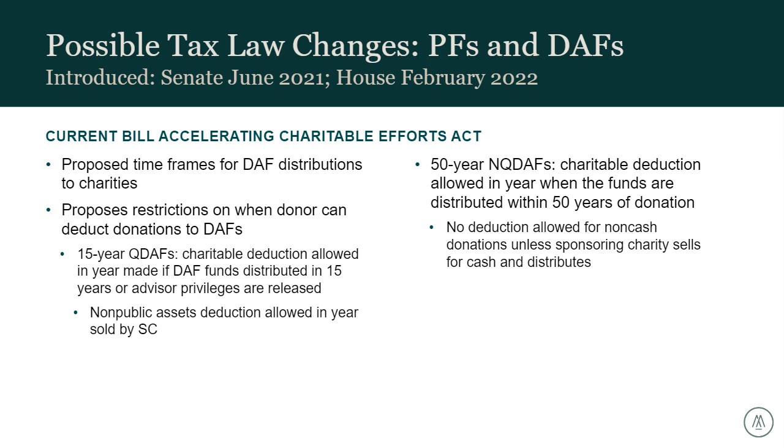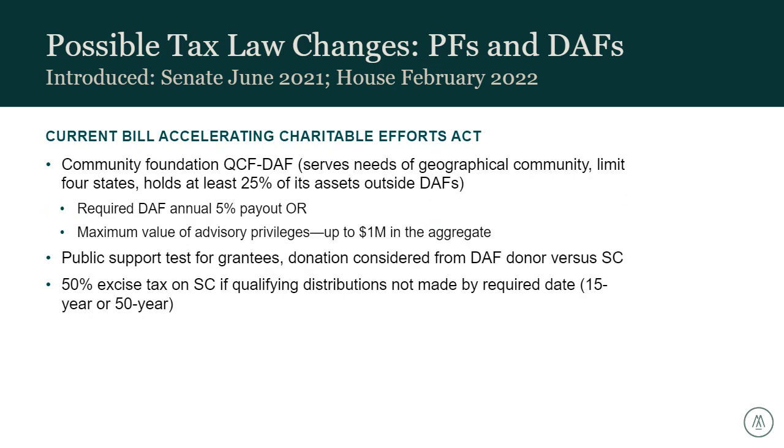With that, it proposes timeframes for donor advised funds, saying there needs to be distributions within a certain amount of time, which can also affect when the donor to the donor advised fund can take the deduction. Congress's concern is that donors are contributing money to a donor advised fund, getting the tax credit, and then the money is essentially just being parked there, not distributed out to charities to be used for charitable purposes, which is ultimately the intent of allowing the deduction. It would also establish what's called a qualified community foundation donor advised fund, and there are certain requirements that would need to be met.